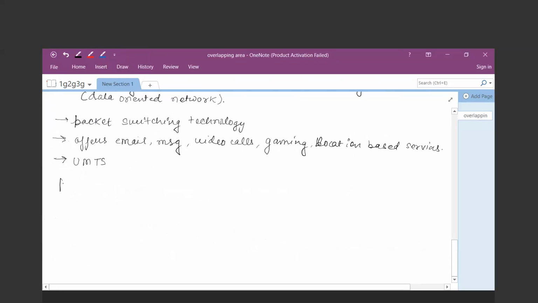Now the fourth generation, that is 4G. The 4G system supports a higher data transmission rate than 3G, and it provides you 10 times faster data speed.